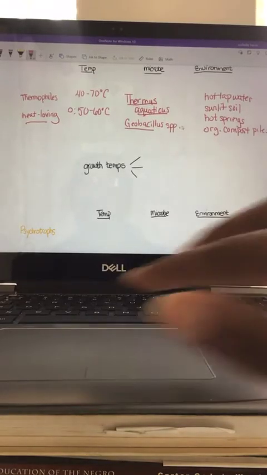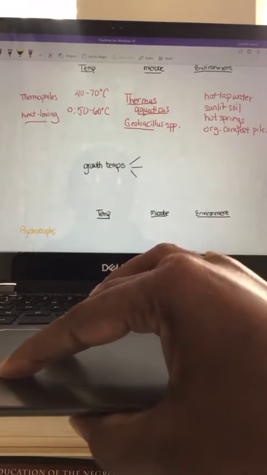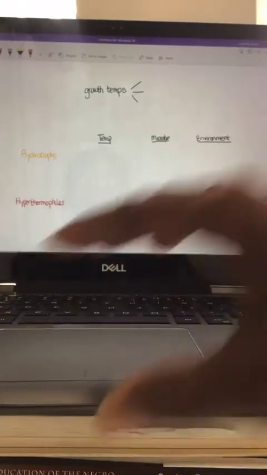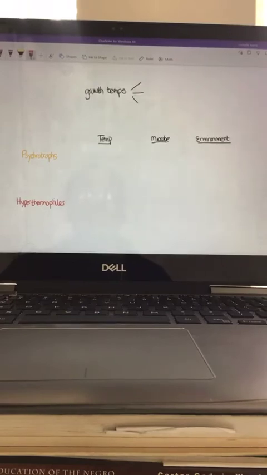All right, so I talked about growth temperatures and the optimal growth temperature. So we have a minimum, maximum here, and we also have the optimal. So optimum growth. Here, this will be the temperature range of where you can see the most growth. When we see the minimal temperature, you will see less growth.